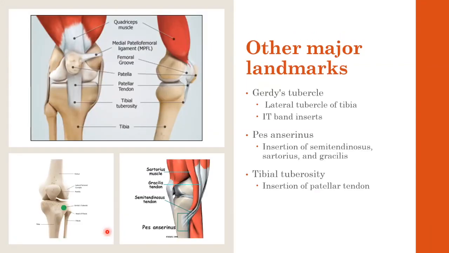Other major landmarks to consider here, we have our Gerdy's tubercle, and that is the lateral bony protrusion of the tibia. And this is where the IT band inserts. Again, we have our tibial tuberosity. This is the insertion of our patellar tendon. And then we also have this area where multiple muscle tendons insert on the medial aspect of our knee. More specifically, this will be the semitendinosus, the sartorius, and the gracilis. Each of those muscle tendons will insert on the medial aspect of the knee in an area called pes anserinus.